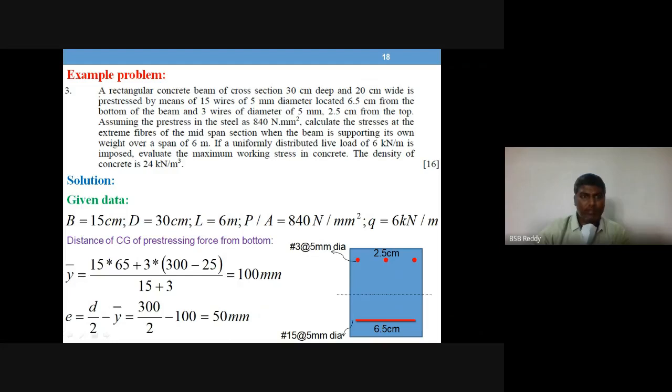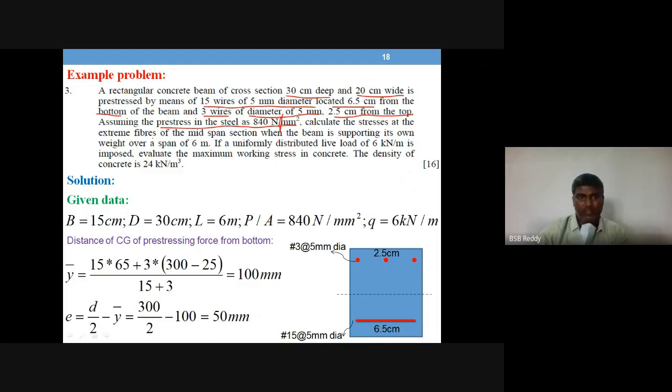So this is a question given in the example university paper: a rectangular concrete beam of cross section 30 centimeter deep, 20 centimeter wide is pre-stressed by means of 15 wires of 5 mm diameter located at 6.5 centimeters from bottom, and also 3 wires of same diameter, 5 mm diameter, 2.5 centimeters from top, and stress in steel as 840 Newton per mm square. It's not Newton mm square, it is Newton per mm square.